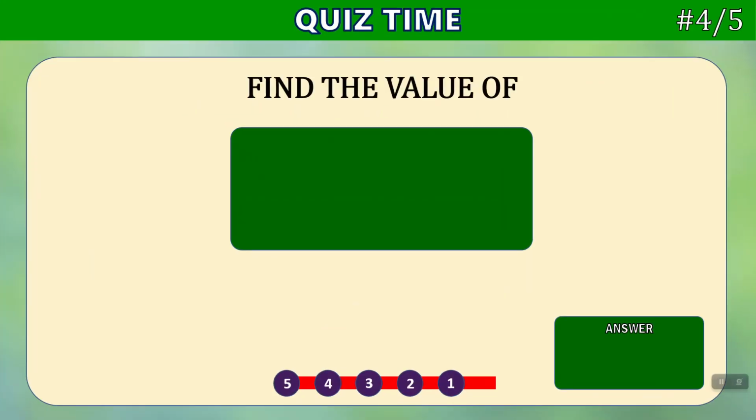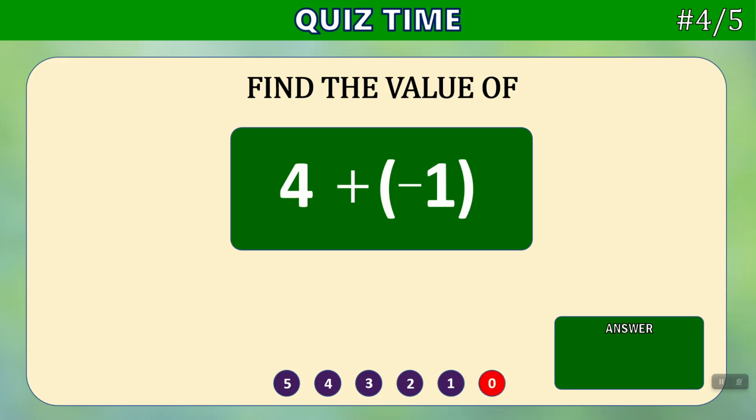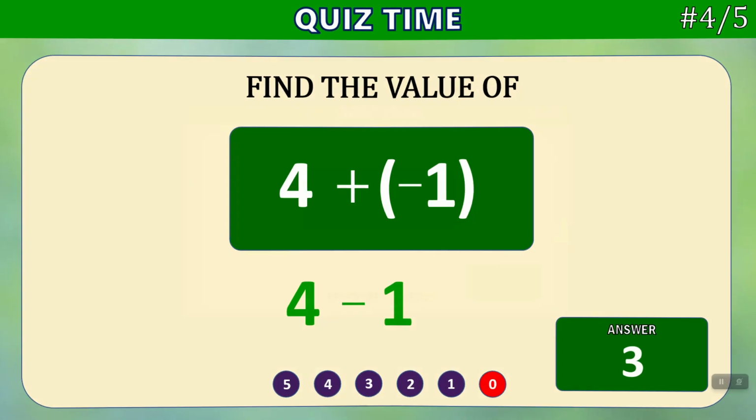Number 4, find the value of 4 plus minus 1. Time's up. The answer is 3. 4 plus times minus is minus 1. 4 take away 1 is 3.